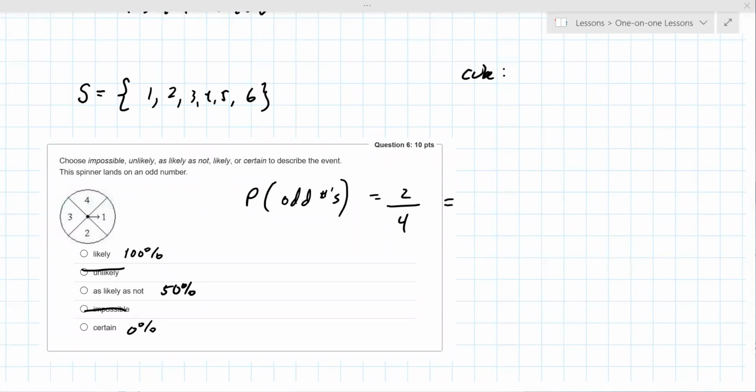So which of those does it correspond to? Not certain, sorry, as likely as not. Yeah, that one there. 50%. Actually, that's not right for that number, but good. Okay. All right. Well, we're doing okay. We're up to 7.